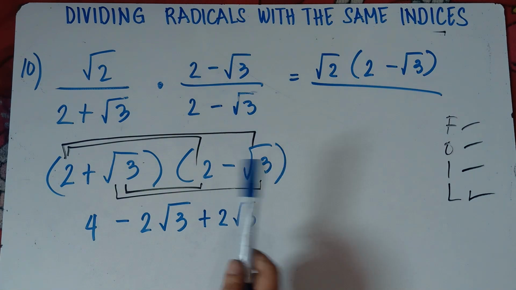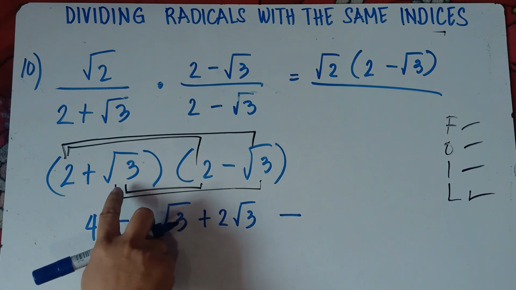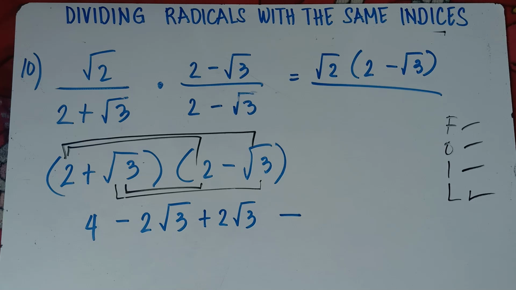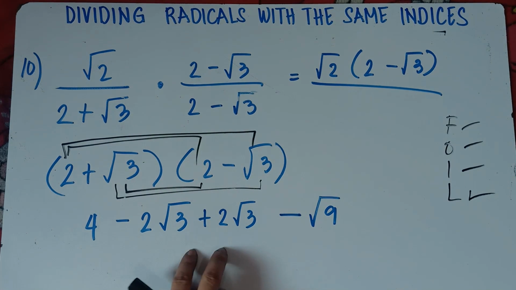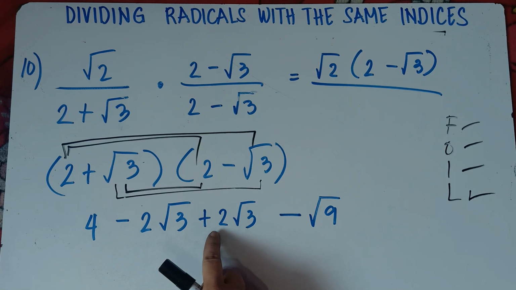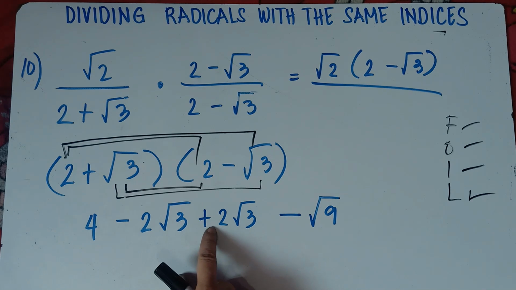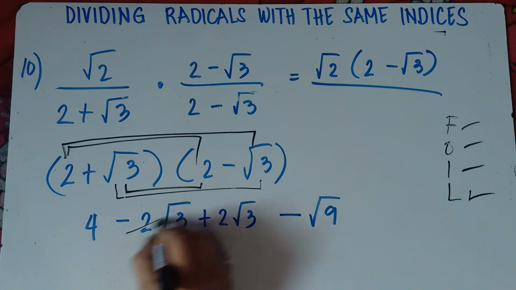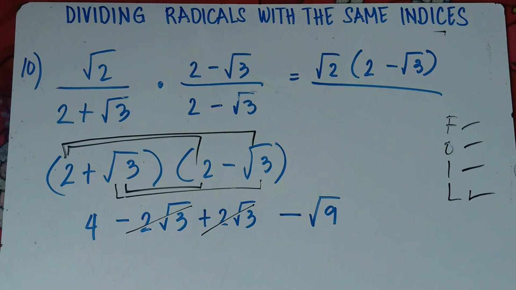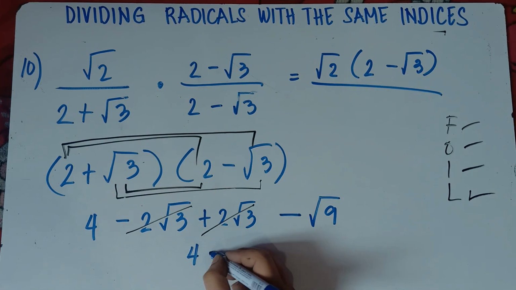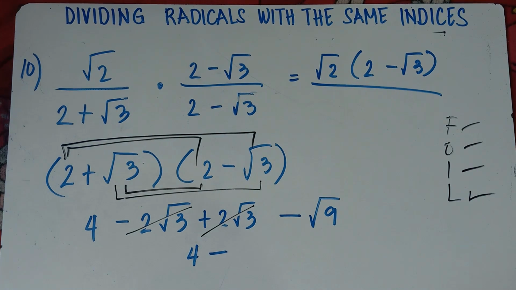So positive times negative is negative. Square root of 3 times square root of 3, that would be square root of 9. So we can cancel this out. This is negative 2 square root of 3, positive 2 square root of 3. This is 0. So negative 2 plus 2, that would be 0. So we can cancel this out. And the remaining will be 4 minus the square root of 9, class.